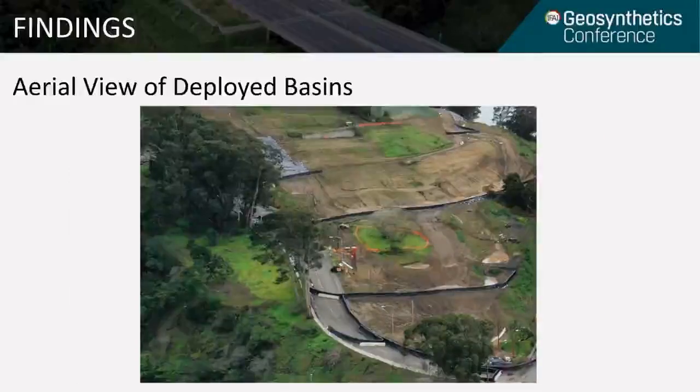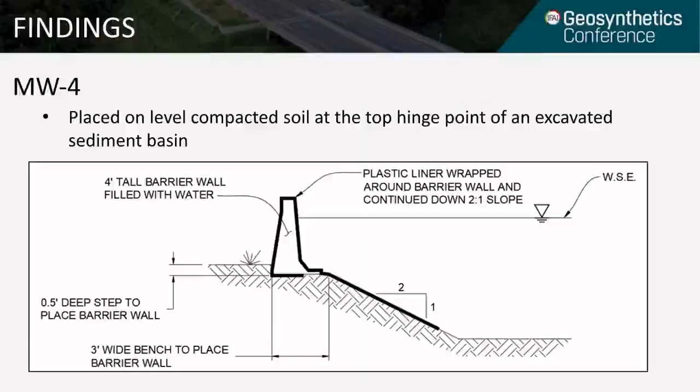Next, we'll move on to Basin MW4, which was located in the lower middle portion of the hillside. Unlike the other basins, MW4 was placed at the top hinge point of an already excavated sediment basin, so this added an extra 4 feet of height to that existing 3 feet deep sediment basin. In addition, the plastic liner was wrapped around the top of the barrier wall and then continued down that excavated basin's side slope to help prevent seepage under the toe of the barrier wall.